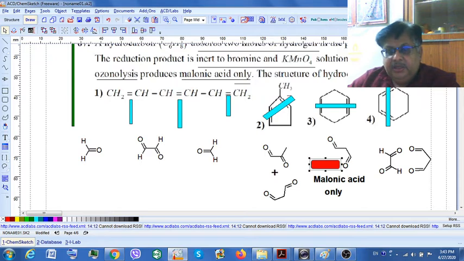Now what are the blue points? This is where in ozonolysis the double bond breaks up. In this place double bond breaks up. At this place double bond breaks up. So for this case, what do you get? You get 2 moles of formaldehyde and 1 mole of 1,2-dial.